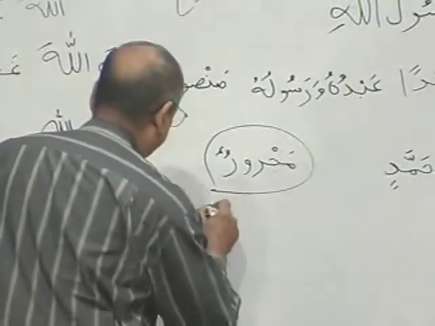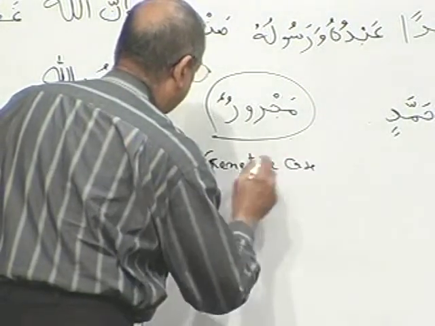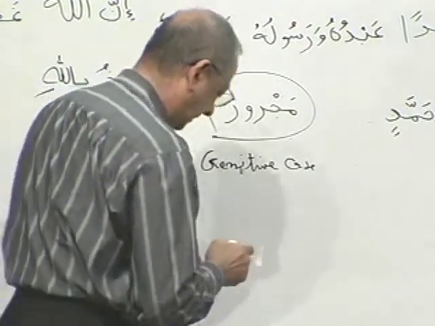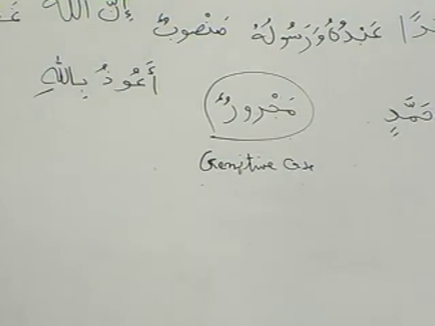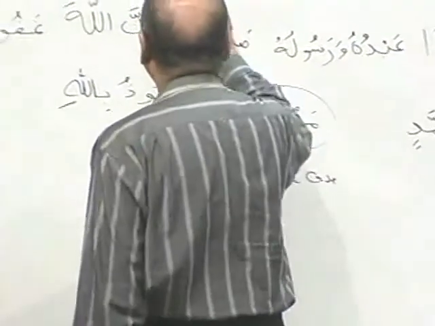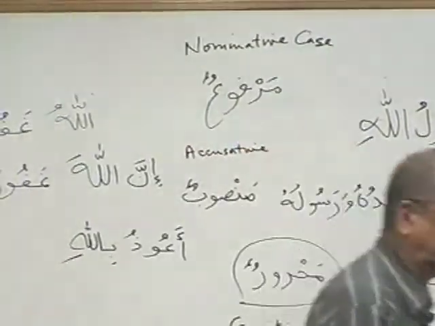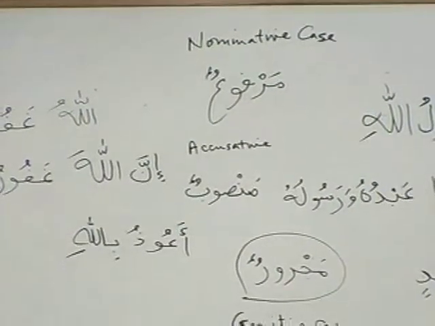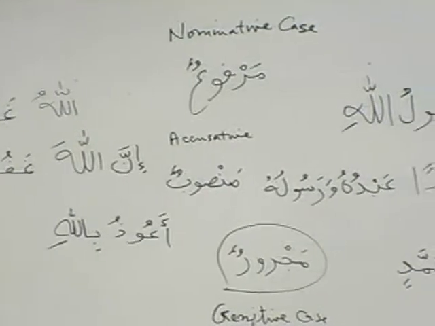I think it is genitive case. Yes, the genitive case. And accusative case, maybe I should write down accusative case also. Mansoob is accusative case. Okay, brothers and sisters? So today, you must memorize marfu, mansoob, and majroor. We will repeat it every day.